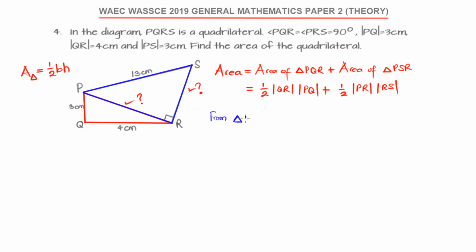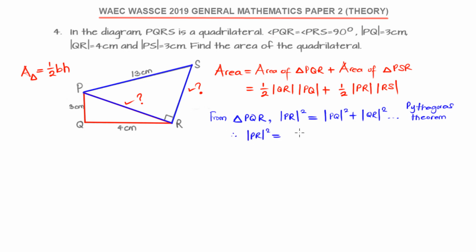We can use our Pythagoras theorem to solve for this. For example, from the triangle PQR, you can see that the square of the hypotenuse, that is PR raised to power 2, is equal to the square of the opposite, PQ raised to power 2, plus the square of the adjacent, that's QR raised to power 2. This is Pythagoras theorem, so we can find PR raised to power 2 to be 3 raised to power 2 plus 4 raised to power 2.